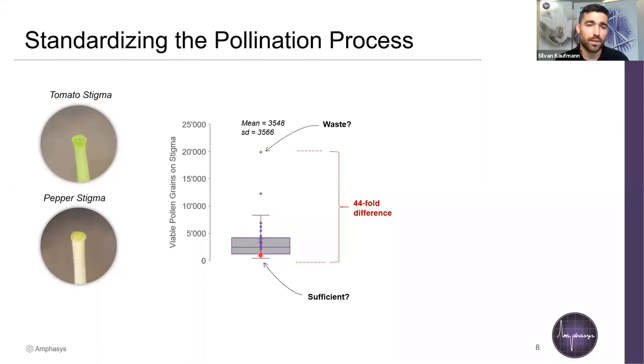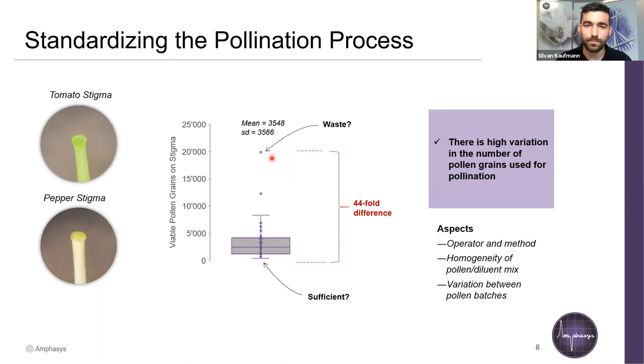Do we actually pollinate sufficiently here at the lower end? And don't we waste a lot of pollen if we have examples like this here? So there is a high variation in the number of pollen grains used for pollination. And here I see several aspects to investigate further.